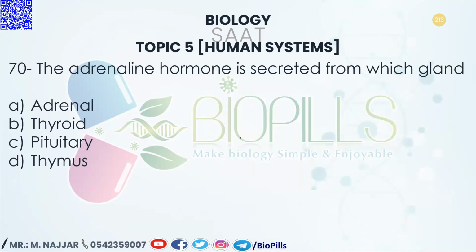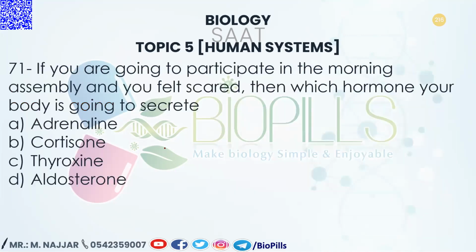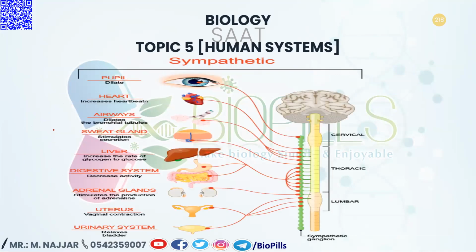Question number 70. The adrenaline hormone is secreted from which gland? Adrenaline. So it is from the adrenal gland. Perfect. Question number 71. If you are going to participate in a morning assembly and you felt scared, so you're pressured now, or excited, then which hormone is your body going to secrete? Adrenaline. All of the questions, about maybe 2 remaining, you will say the same word, because it is under the sympathetic autonomic peripheral nervous system.